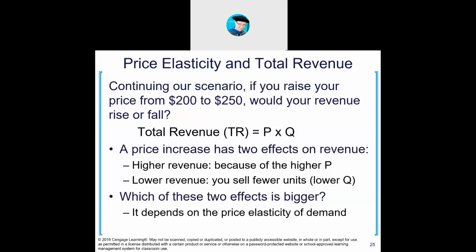Sales is revenue. Revenue is what the business generates, and they use revenue to pay bills, to expand, to invest, all of those good things. That's what revenue helps a business do. So let's take a look at how we can apply price elasticity to total revenue.